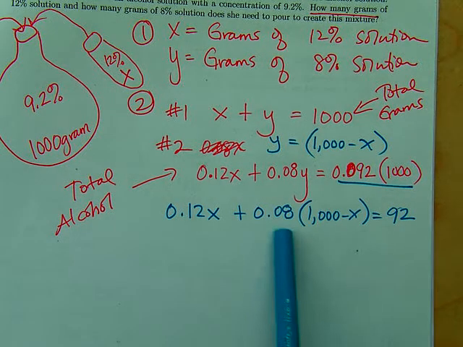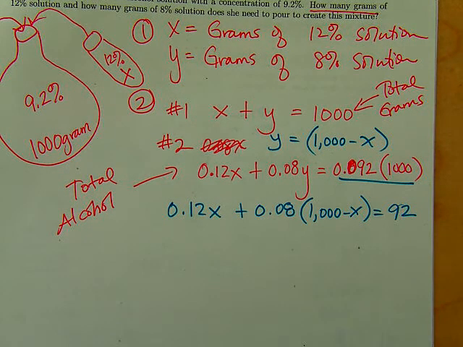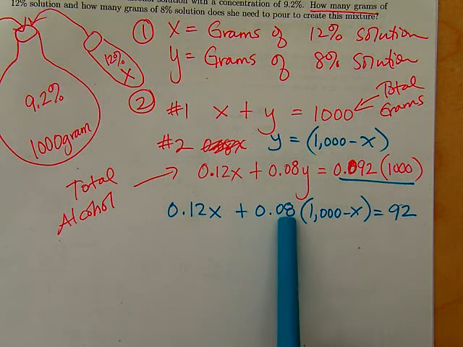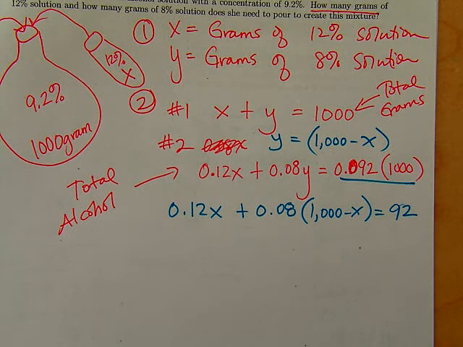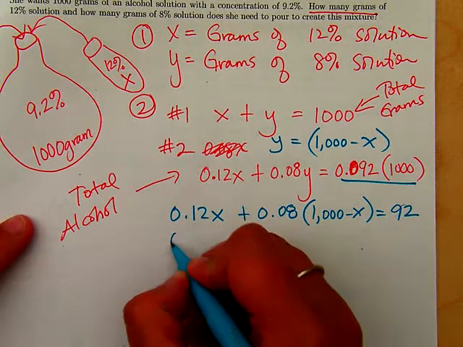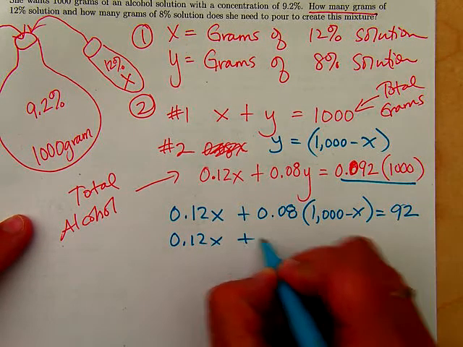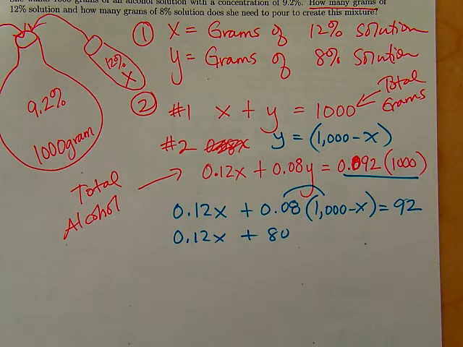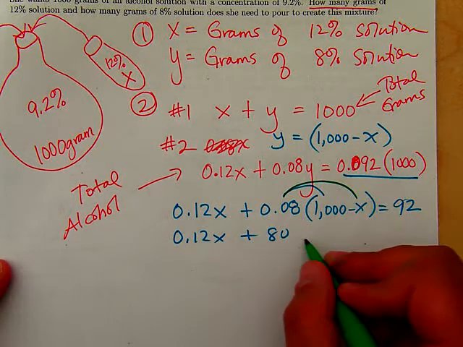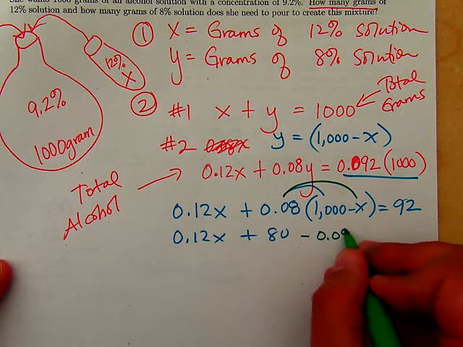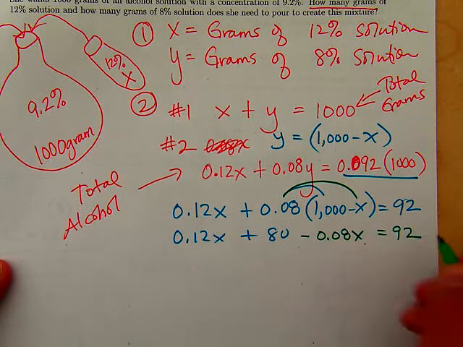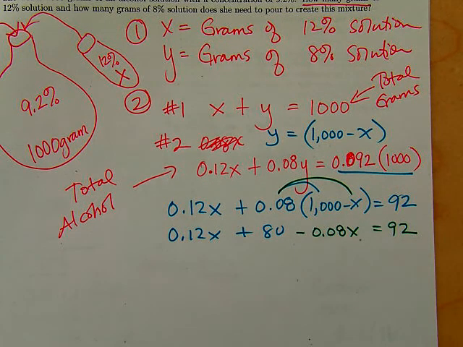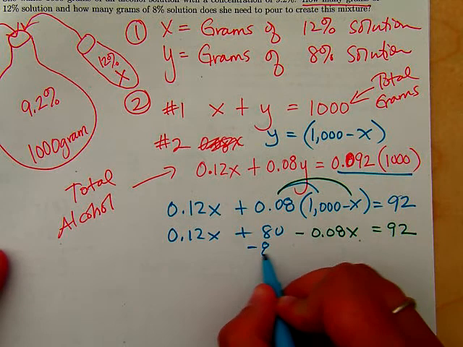Okay, now, if I had 8% of 1,000, let's say I did all my 1,000 grams at 8% alcohol, how much alcohol would there be? 0.08 times 1,000. 80. So 0.12x plus 80. Does everybody see where I got the 80 from? Just using the distributive property, right? Distributing again here. Minus 0.08x equals 92. What should I do to solve next? Yeah, I can subtract 80 from both sides.